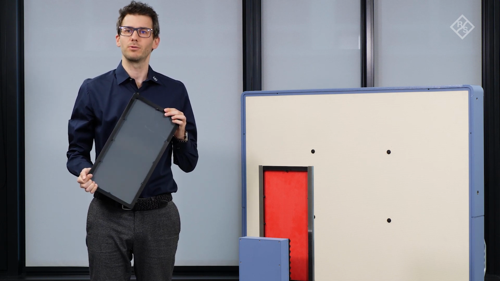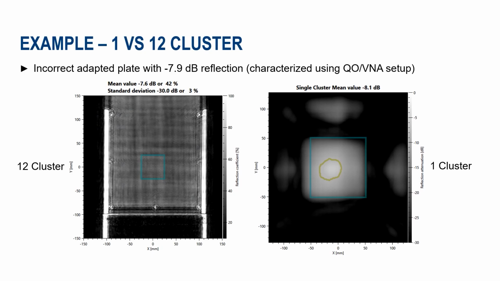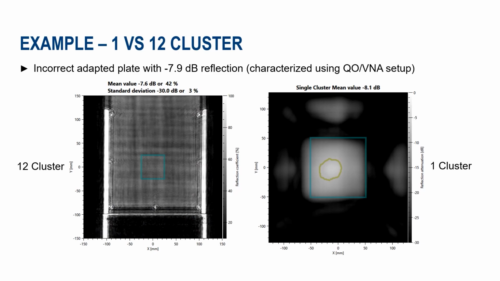So let's see what the QAR-K50 says to these plates. The QAR-K10 software, which you can see on the left-hand side of the slide, comes up with a reflection value of minus 7.6 dB for the plate. As mentioned, the plate has been tested with a quasi-optical setup to have a reflection of minus 7.9 dB. In this case, the QAR-K50 measurement comes up with a reflection measurement of minus 8.1 dB, which is slightly closer than the QAR-K10 measurement. However, for these huge reflection factors, the difference is not that massive.